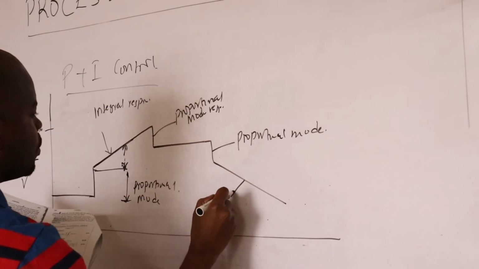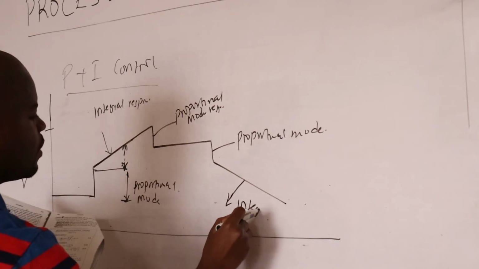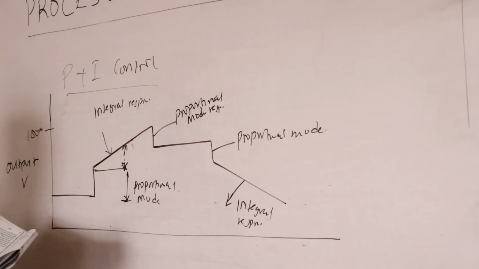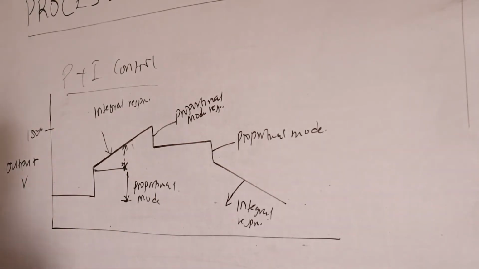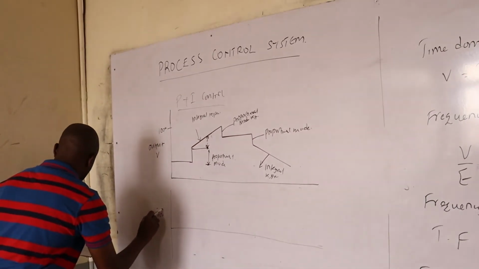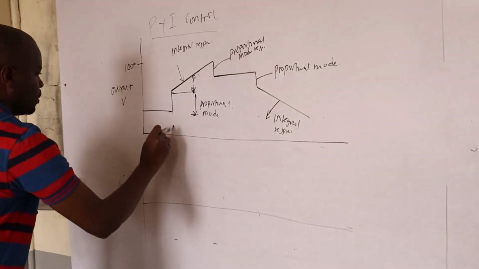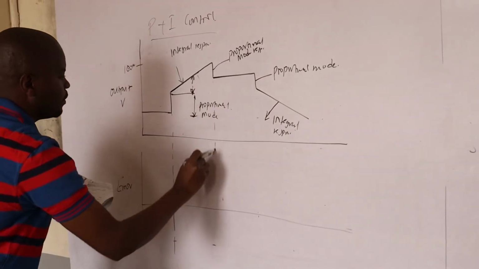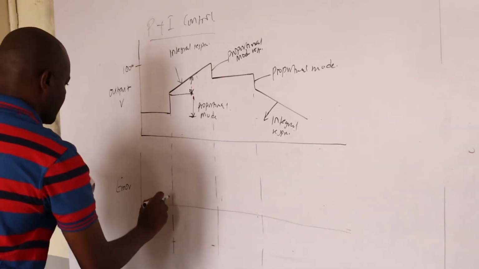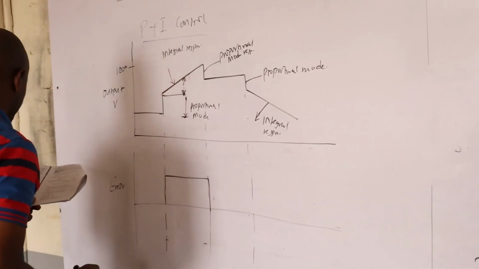And whenever we are talking about the ramp, we talk about the integral response, and so on. So that is what we're going to have. So when we have the error curve for the same, here we have the error, and in this case we can have it in that manner. So in that case we are going to have something that looks like a step.